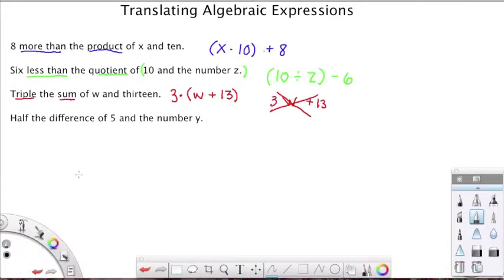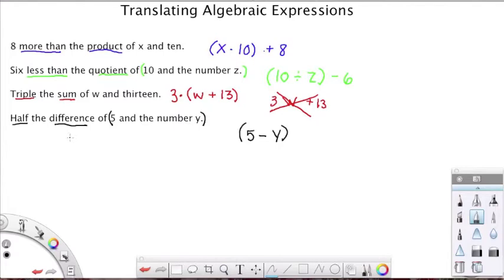Let's try black. Okay, it says half the difference of 5 and the number y. Okay, we have difference and we have half. There are key words. When you hear difference, you're subtracting. More specifically, once again, it's the answer to a subtraction problem. And what are we subtracting? 5 and the number y. So we'll write it out like this: 5 minus y.